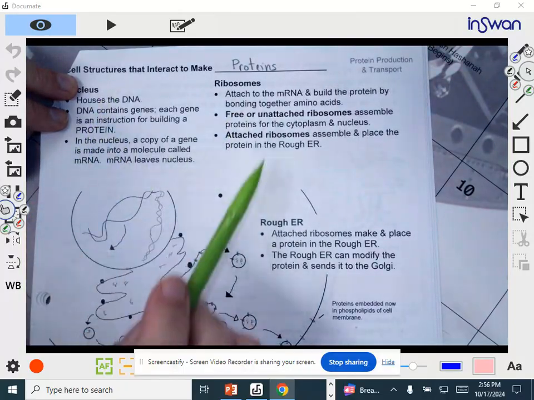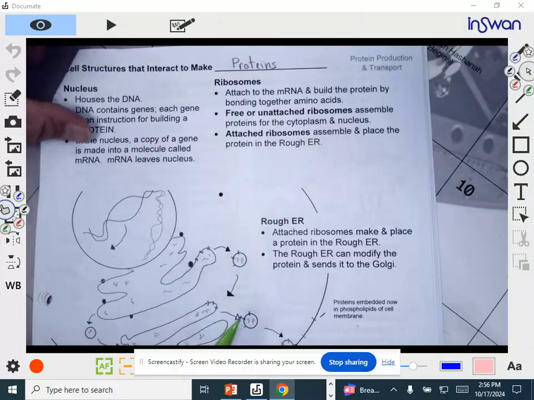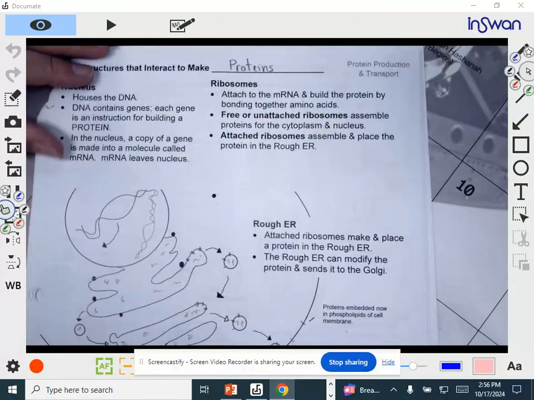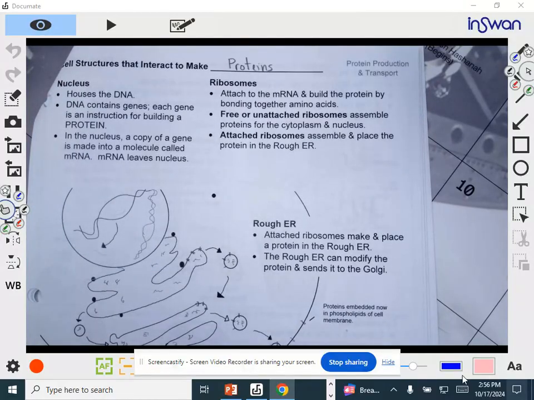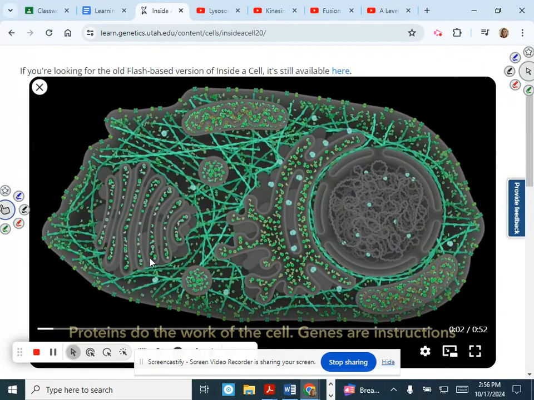Now, this all summarizes for you what the nucleus does, what ribosomes do, what the rough ER does, and what the smooth ER or the Golgi does. And you guys have already seen some information related to that because you had a video. Let's see if I can find it. It's this one right here. And we watched it several times as we were getting introduced to cell structures.